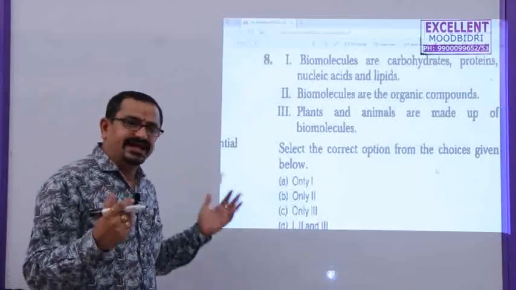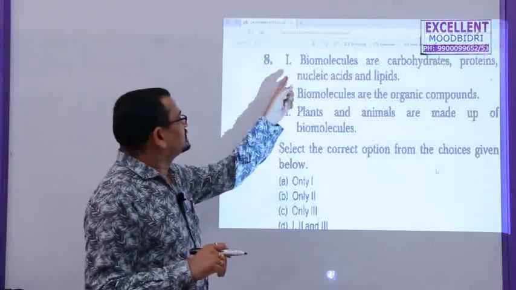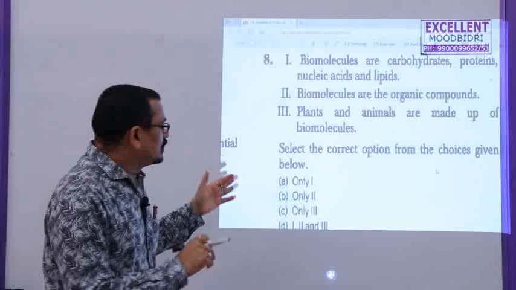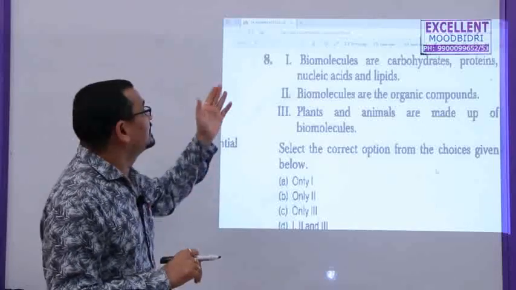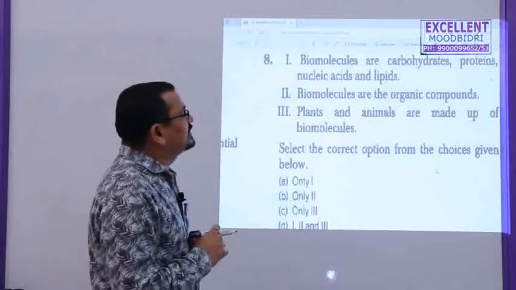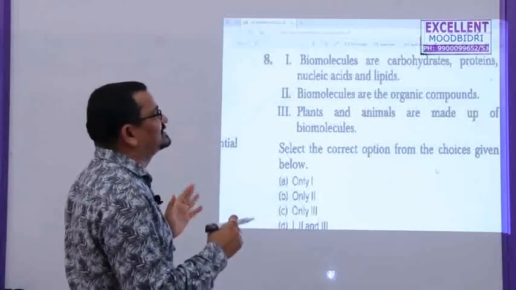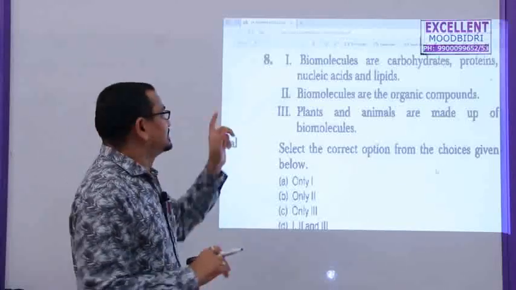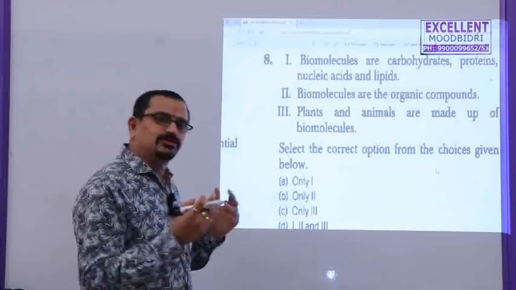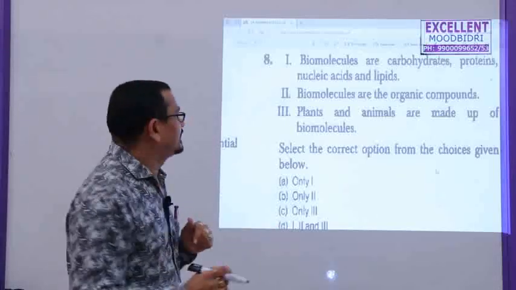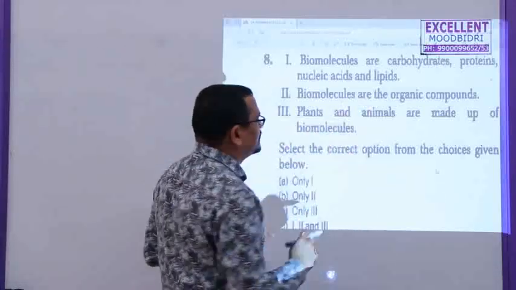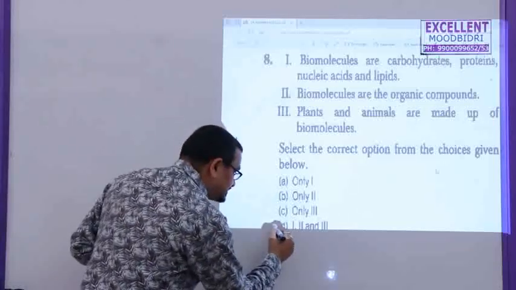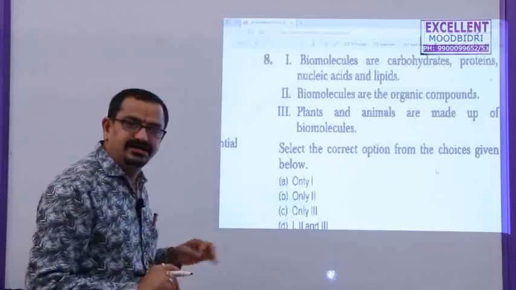When it comes to the next question, about biomolecules, three statements are given. Select the correct option for the choices given below. So which are the correct sequences? See, first line is biomolecules are carbohydrates, proteins, nucleic acids and lipids, of course, along with vitamins. Biomolecules are the organic compounds. Obviously they are all organic compounds, and plants and animals are made up of biomolecules. So all the statements are correct. So the correct answer is 1, 2 and 3.